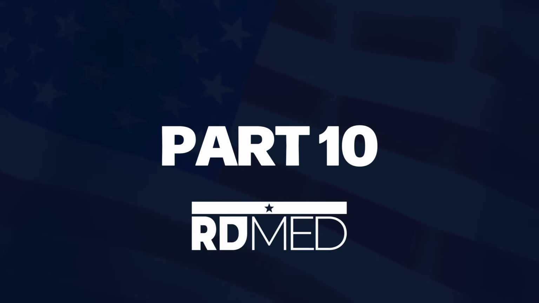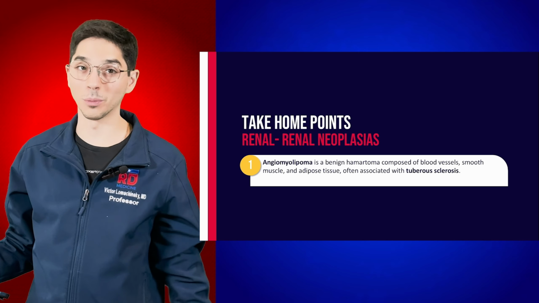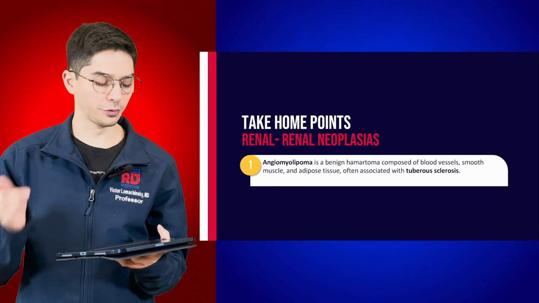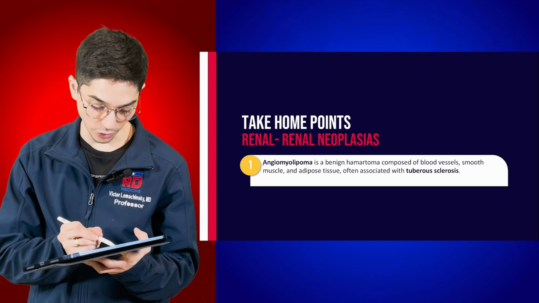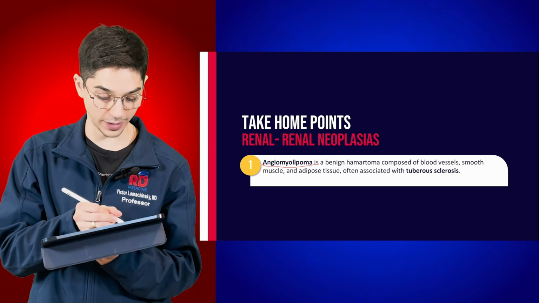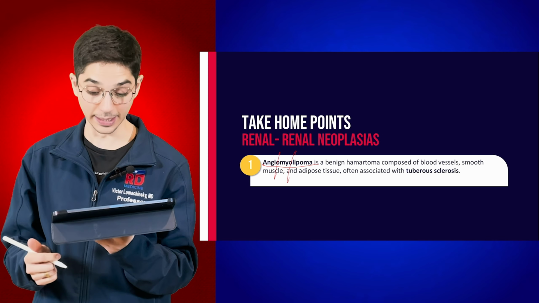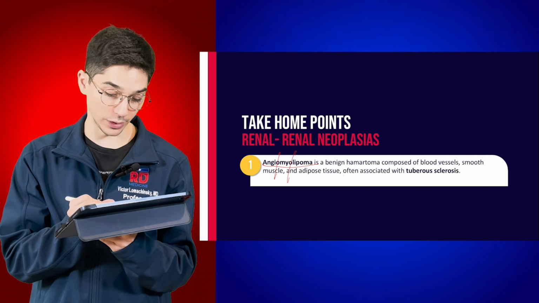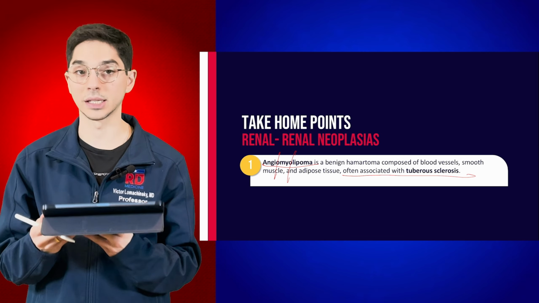Part 10. Welcome to the take-home points for our class on renal neoplasias. So without further ado, first one, we talked about angiomyolipoma. Remember, everything's in the name. It has vessels, it has muscles, it has lipids. This is a benign hamartoma, but it's often associated with tuberous sclerosis.